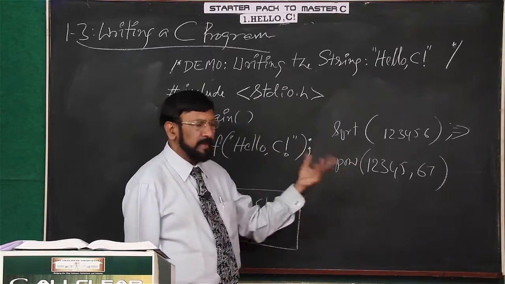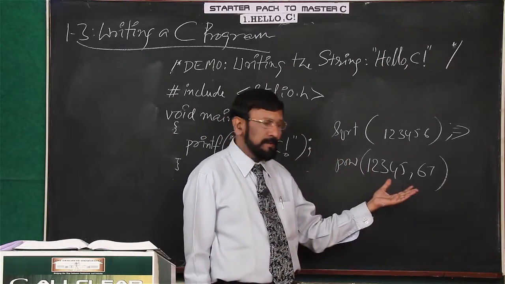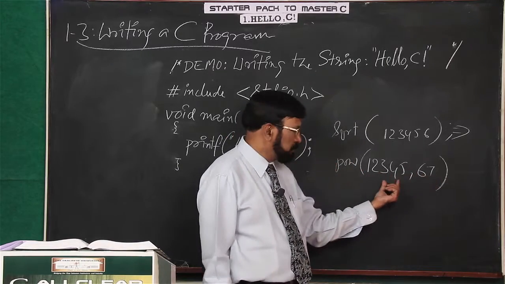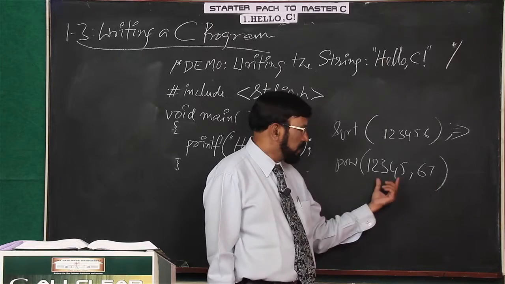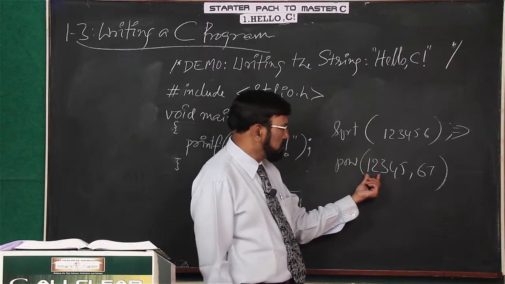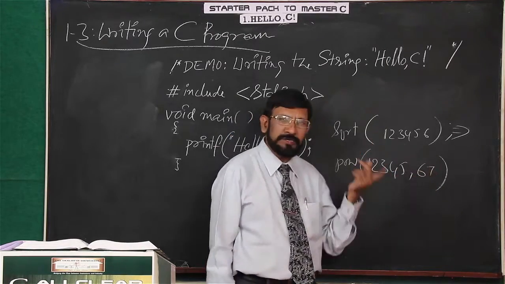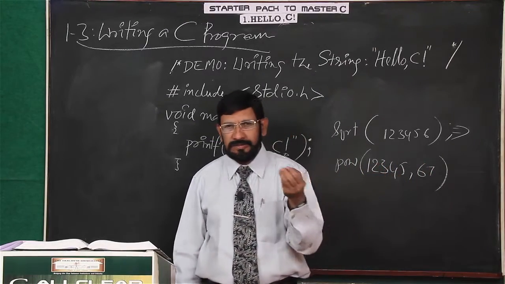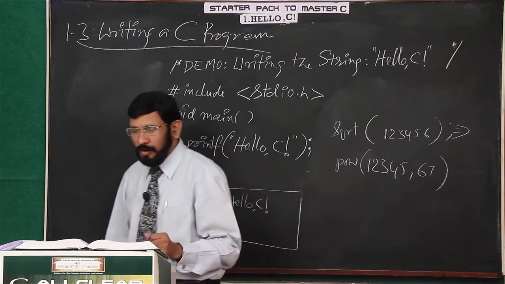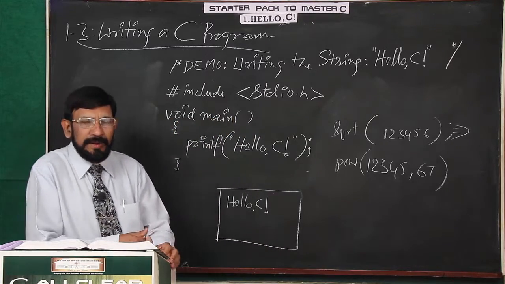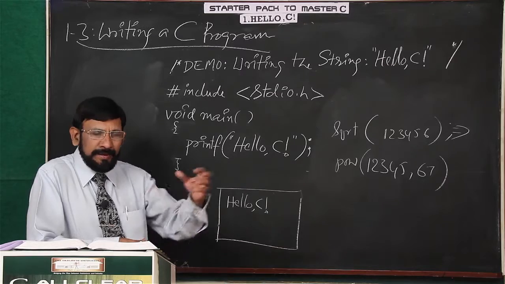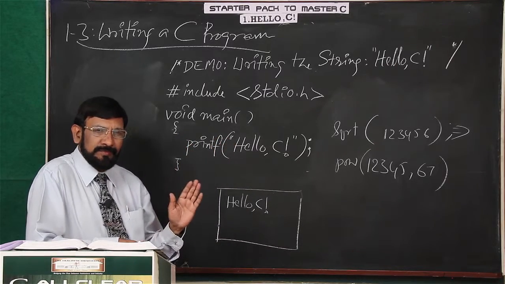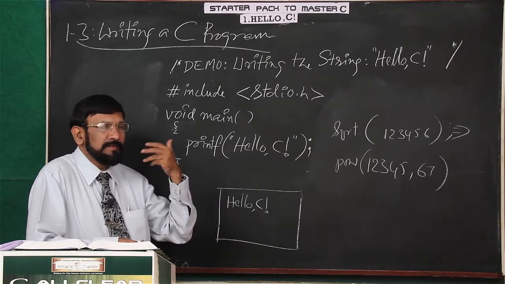In the same way, somewhere you have to calculate power. Then it calls the pow function and gives the two arguments, base and exponent. For example, 12,345 to the power of 67. Any big number you give, it can calculate and return within a fraction of a second. So many ready-made functions are developed by C language, and we can call them and use them.